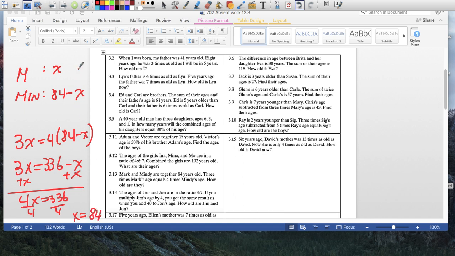So x equals 84. What? No, something's wrong. Plus x, 4x. Really? 336 divided by 4 equals 84. So x equals 84. So the other person is 0.